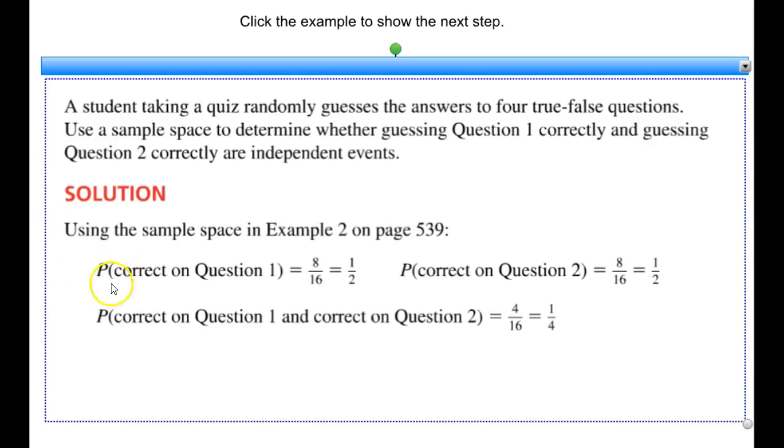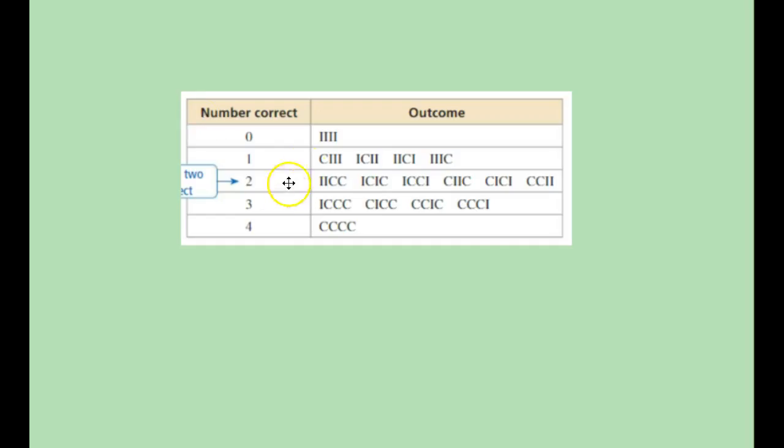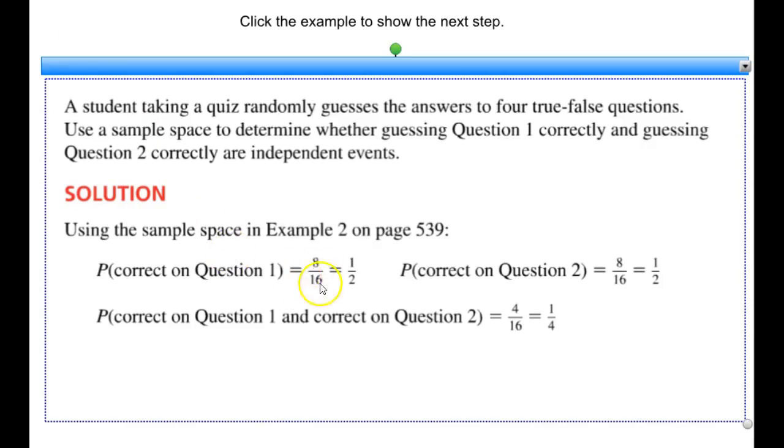So I want to look at the probability that I was correct on question 1. I can look and count how many times in this sample space I was correct in problem 1. So here's 1, here's 1, here's 1, here's 1, right? And I can continue and just count the number of times I was correct in question 1, which was 8 out of my 16 possibilities. So then I can also look at, was I correct on question 2, regardless of whether I was correct on question 1?